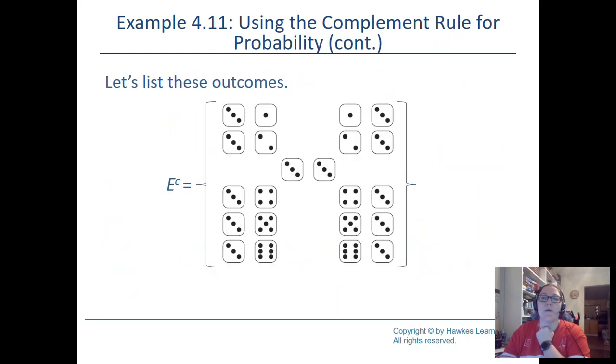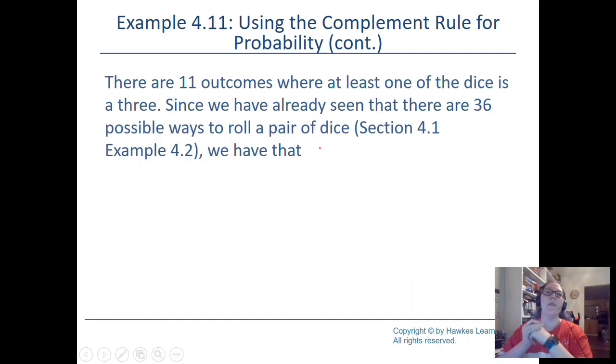So let's list those outcomes. We can get a 3 and a 1, a 3 and a 2, a 3 and a 3, a 3 and a 4, a 3 and a 5, a 3 and a 6. And then you've got a 1 and a 3, a 2 and a 3. Now the 3 and the 3 is going to be repeated here. A 4 and a 3, a 5 and a 3, and a 6 and a 3. Now remember, again, these are not necessarily the same. These are two very separate items, because think of it as like one's a red die, the other one's a blue die. Okay? They're not necessarily the same. There are 11 outcomes where at least one of those dice is a 3.